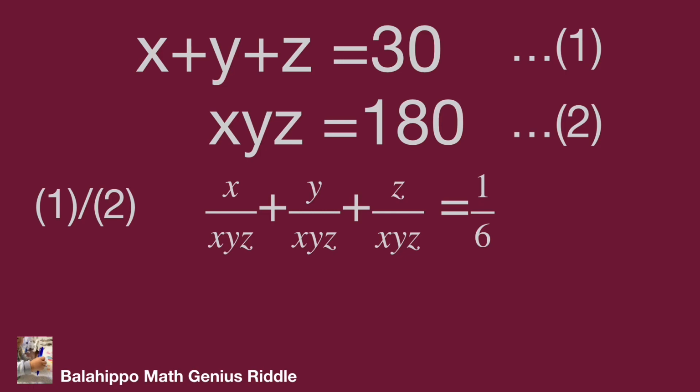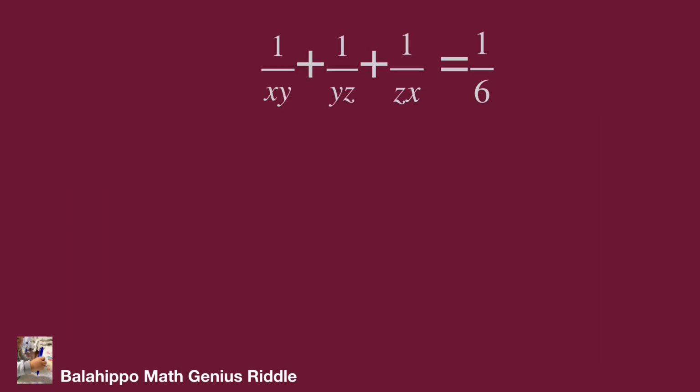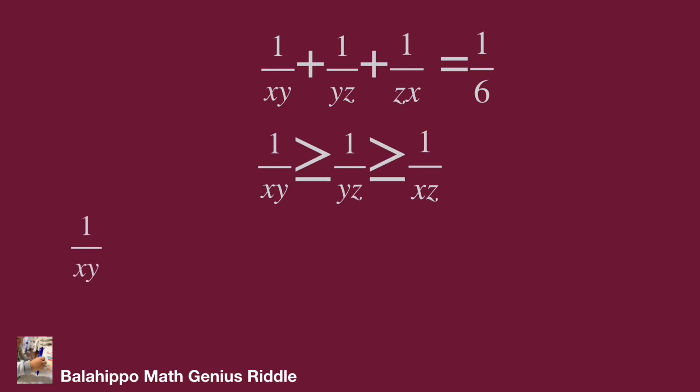Simplify and arrange the sequence as 1 over xy plus 1 over yz plus 1 over zx equal to 1 over 6. Then we define 1 over xy larger than or equal to 1 over yz larger than or equal to 1 over zx. It leads to 1 over xy less than 1 over 6. Got xy larger than 6.